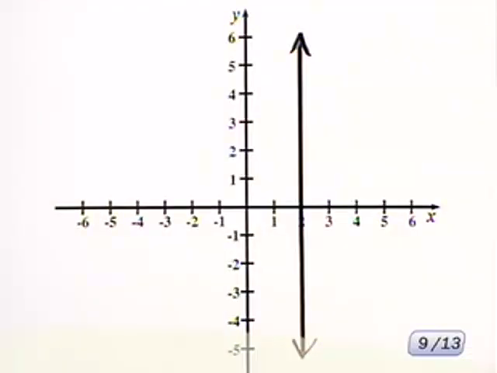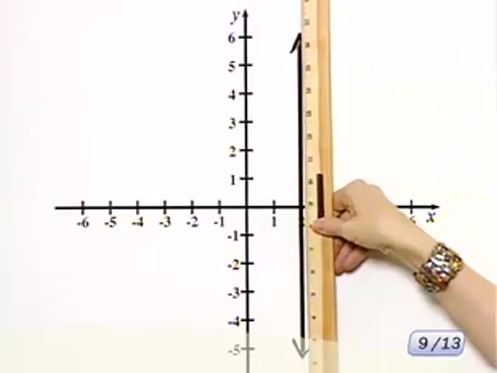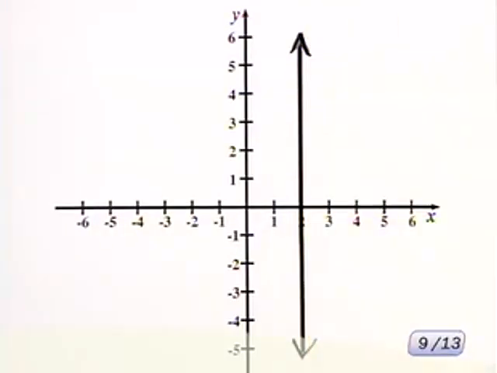Here I have the graph of a vertical line. Is this graph the graph of a function? Can you draw a vertical line that intersects this graph more than once? The answer is yes. If I drew this vertical line, it intersects the graph in an infinite number of places, so because of that, this vertical line does not represent a function.